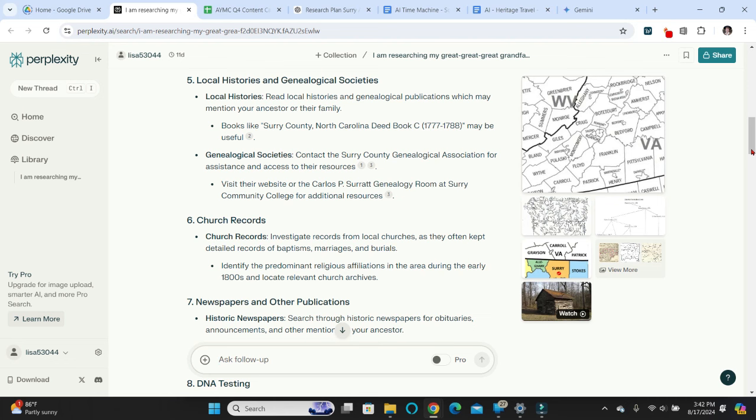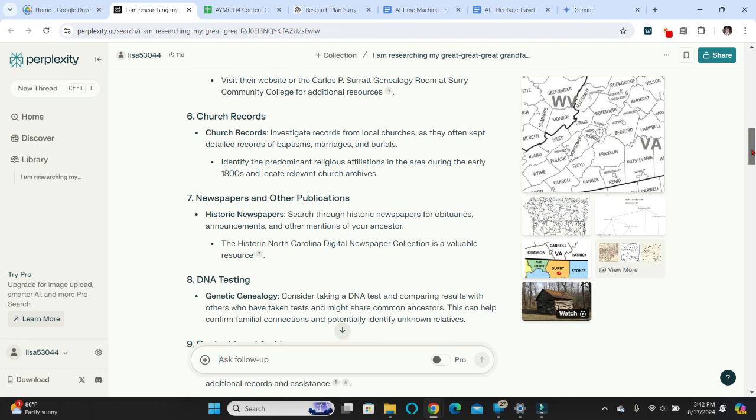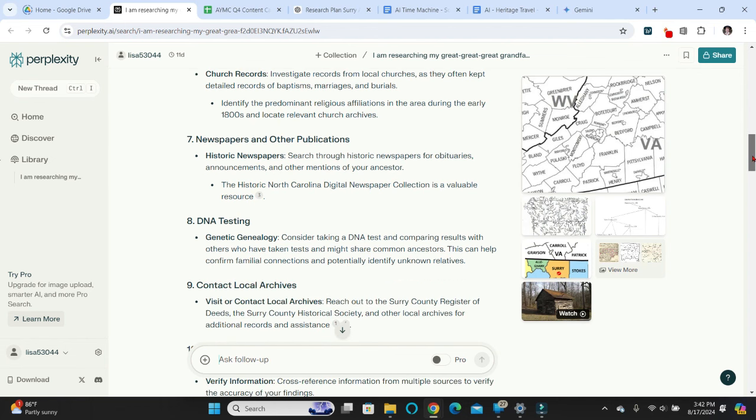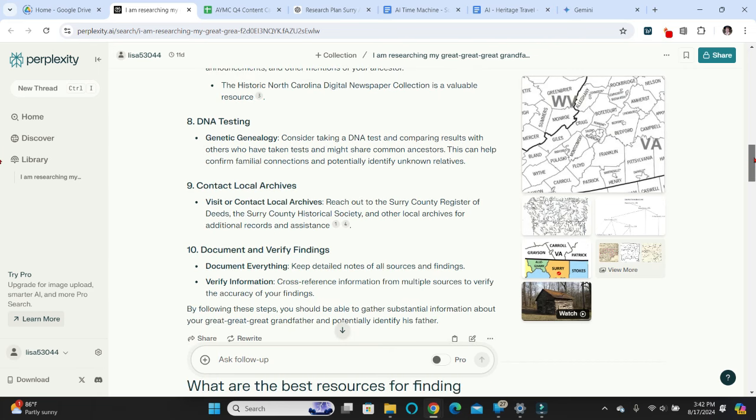So absolutely fabulous information here. It's a little more in depth than the ChatGPT one that we did over there as well. It's telling me where I can find historical paper collections here in North Carolina. And again, so it's step by step, the types of information I need to look for and where to find information. I hope you have found that helpful.